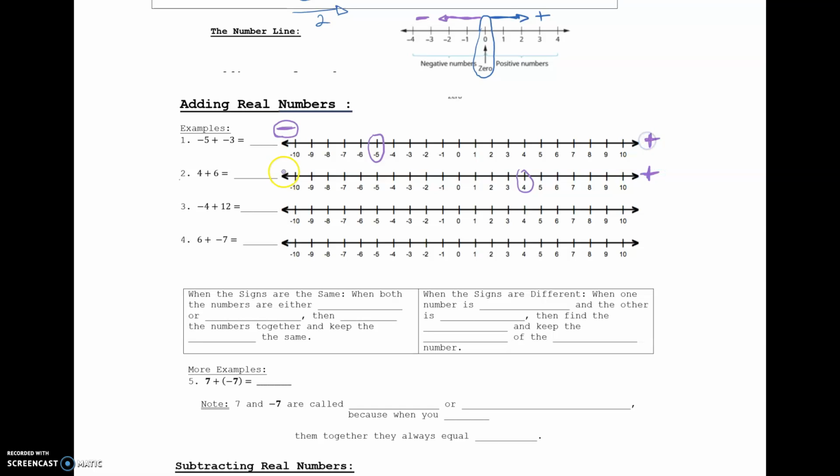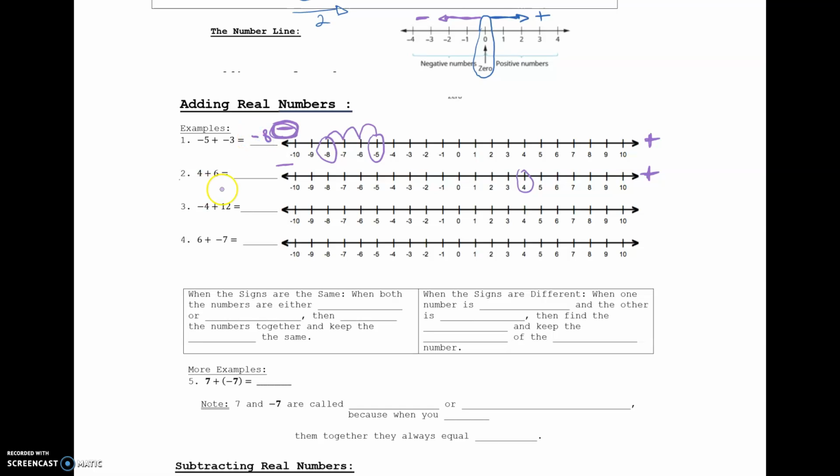And so I always like to write positives and negatives on all of my number lines, because that tells me what direction I'm going. So because it's -3, I'm going in the left direction, which means I'm going in the negative direction. So I'm starting at -5, I'm going 1, 2, 3 in the negative direction, and I end up at -8. So that is going to be my number there.